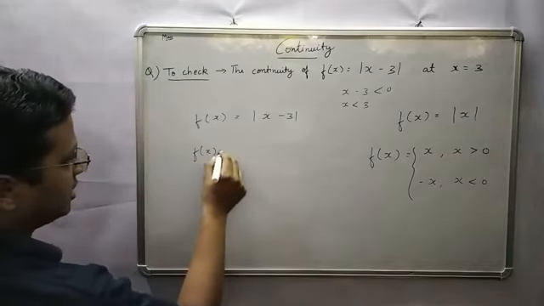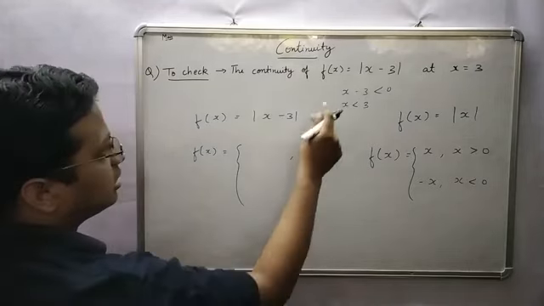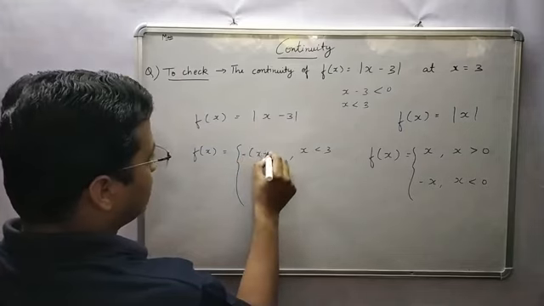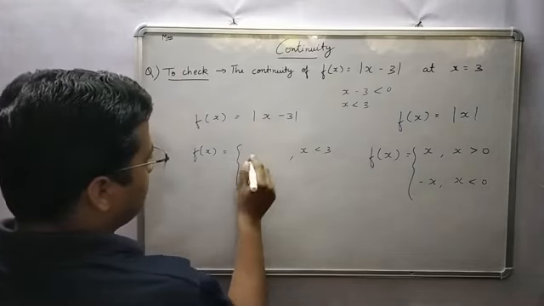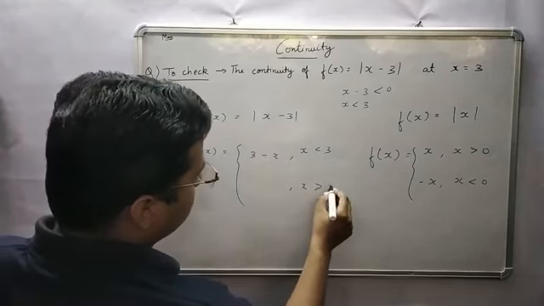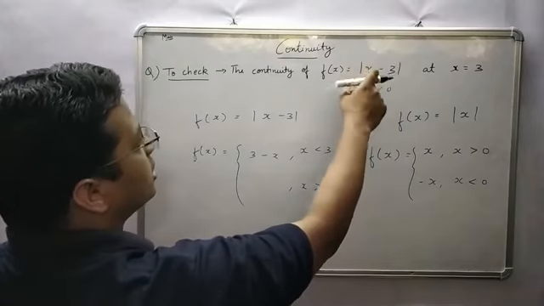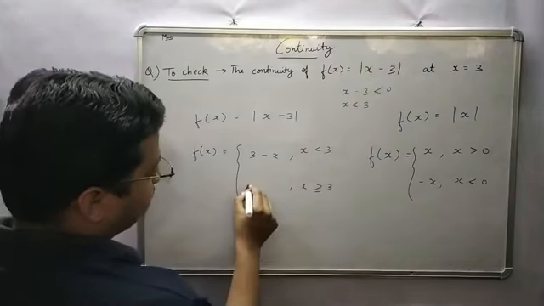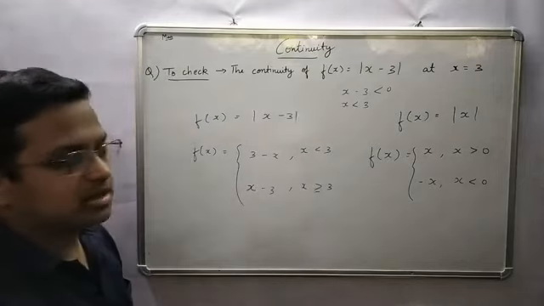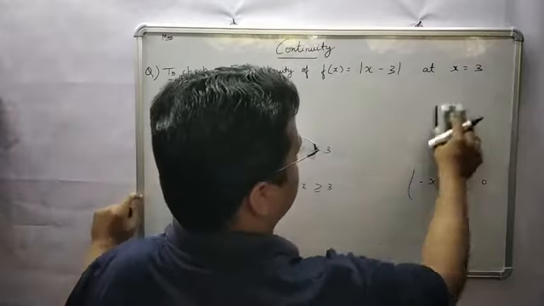So we can write this as, if x is less than 3, then this part will be negative and the answer will be minus of x minus 3, that is 3 minus x. And when x is greater than or equal to 3, this part will be positive, so we will have the same as it is. This is how we are going to break this function. So instead of this function, we will be using this one.